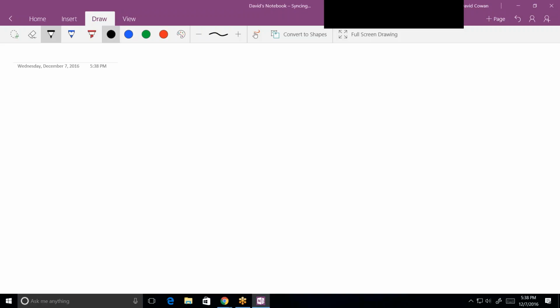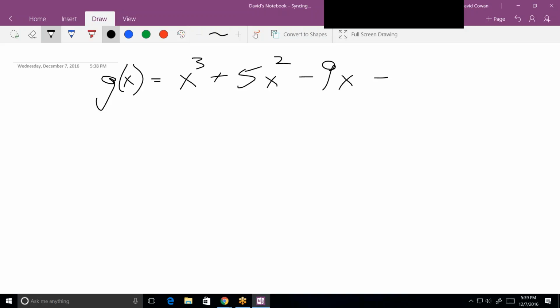It says factor and solve, and this one says g of x equals x cubed plus 5x squared minus 9x minus 45. Okay. This is one of those rare cubics that you can actually factor in a normal way by grouping.